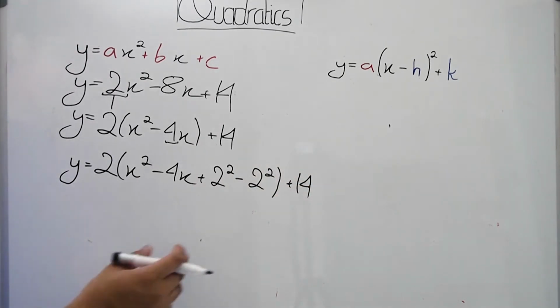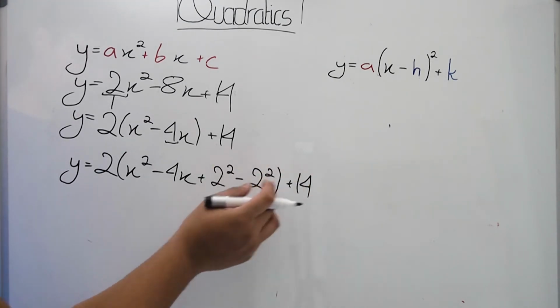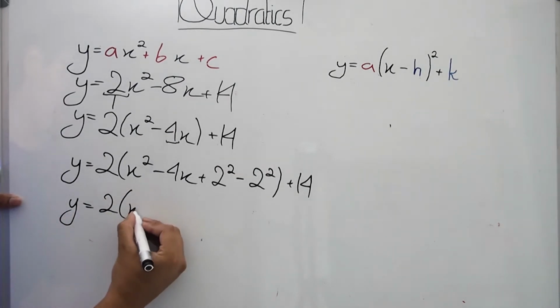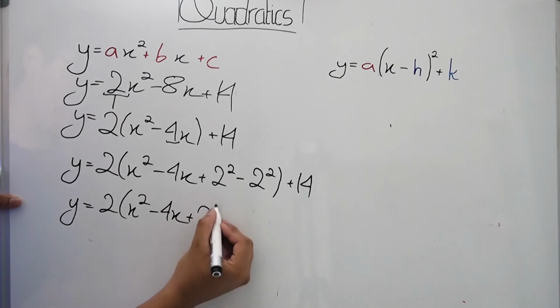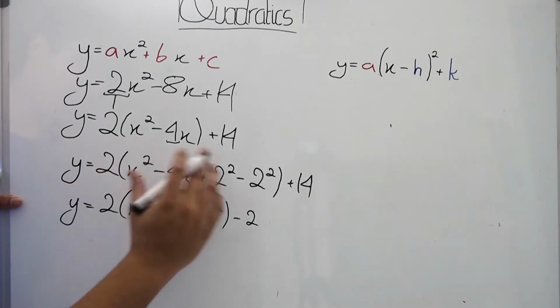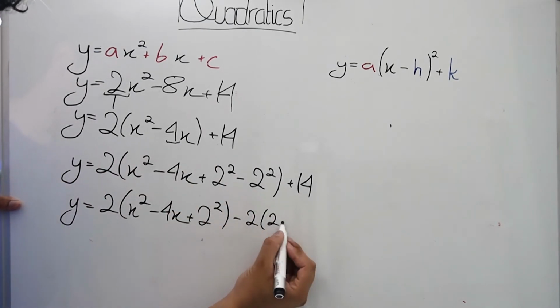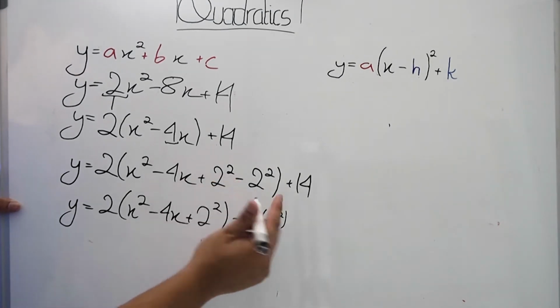The next thing we'll do is take this out of the equation because we don't need it. We'll take it out of the brackets. So it will be y equals x square minus 4x plus 2 square, minus 2. There is a 2 here, so when we take it out of the brackets, we'll multiply it by 2 and 2 square. I wrote negative here because this also had a negative sign.